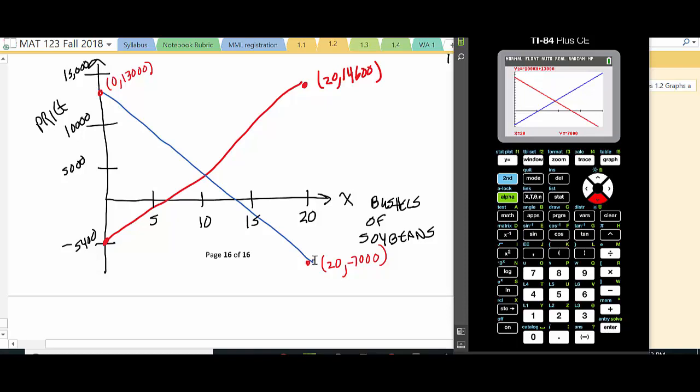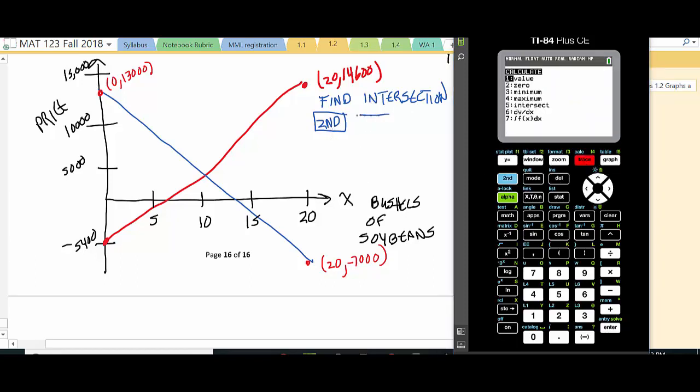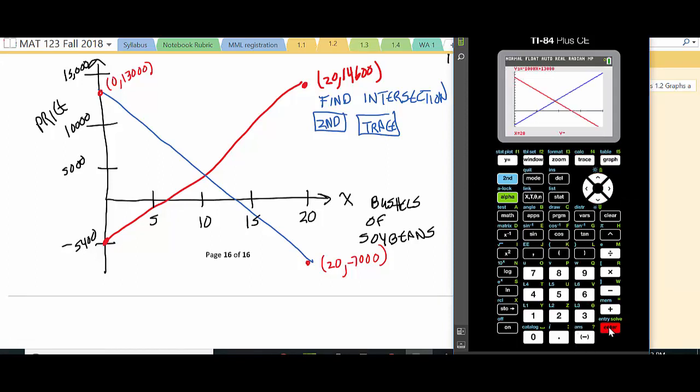Now what I'm going to show you is this, and you probably need to write these keystrokes down, because I didn't write it on your notes. I meant to. We're going to find the intersection point. We're not going to do this algebraically; we're going to do it with technology in this class. So you want to go second, then trace. Second trace. Then you should see option 5, and it's intersect.